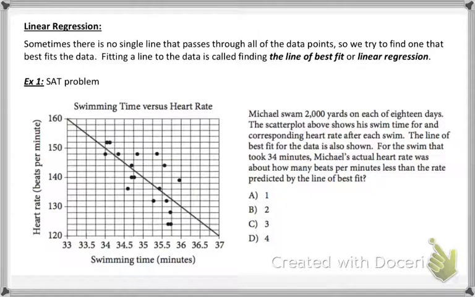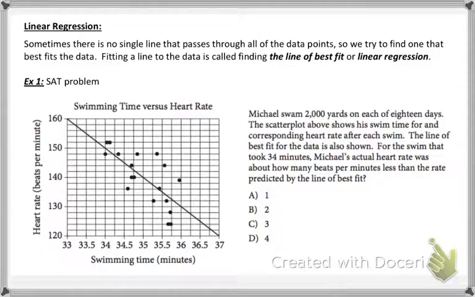So let's look at an example. Again, an SAT problem that I took out from one of the SAT practices. In here, you have a graph that compares swimming time versus heart rate. So Michael swam 2,000 yards on each of 18 days, and the scatter plot above shows his swim time and corresponding heart rate after each swim.